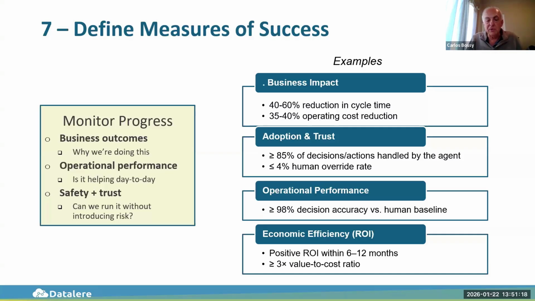So all I'm doing here is showing you examples of how to define those measures of success, how to set the targets, what you should expect. If the human has to override the agent 30% of the time, then the agent's probably not doing a very good job, right? Or if we can't trust the agent with more than 85%. So for your own use case, you need to be able to set those kinds of parameters that you can follow. Again, operational performance, is it better than 98% on its accuracy on decisions versus a human baseline? Those are the kind of numbers we want to get to, and that's how we want to track the progress.